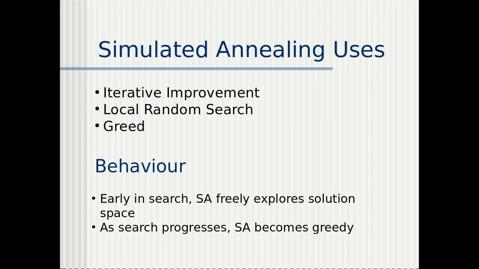So the characteristics simulated annealing uses is iterative improvement. We move on to a better solution from the current solution in each iteration. Local random search looks for a better solution in its neighborhood. Greed simply accepts what's better. So the behavior of this approach is, in early search we try to explore the solution space. We may accept a poor state early on in the search process, but as the search progresses, simulated annealing becomes greedy and it's less likely to accept a poor solution.